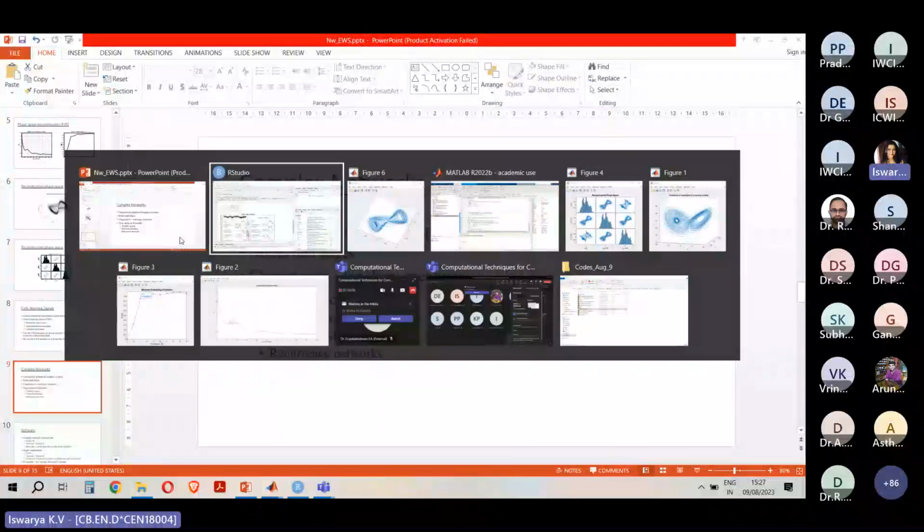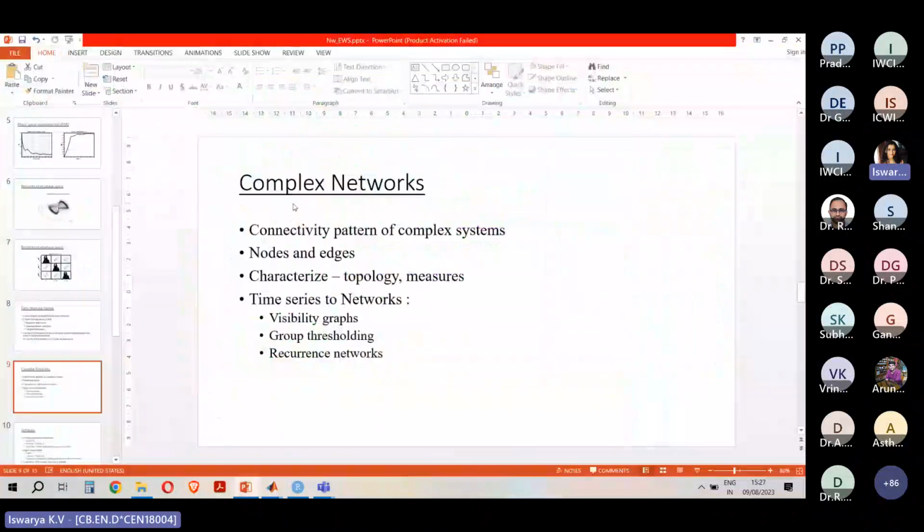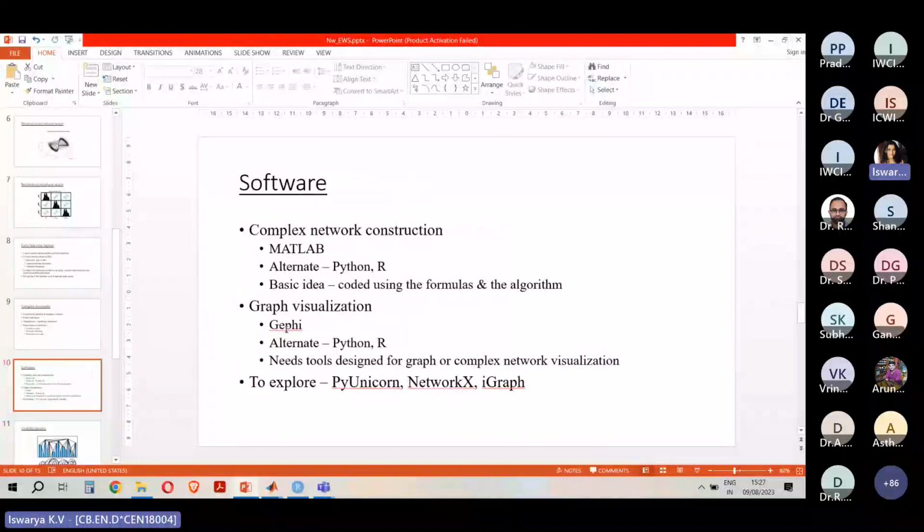So here, with respect to complex networks, I'm coming back to MATLAB for this, though we will be using another software called Gephi for the graph visualization. Though I'll be starting off with MATLAB, you can also look at Python and R as packages for the network construction. In R, it is the iGraph package. In Python, there are so many different packages. Specifically for nonlinear dynamics, you have the PyUnicorn and the NetworkX packages, which have really good code support. And for the graph visualization, again, I'm going to be using the Gephi software. However, you can also look at alternatives in Python or in R.